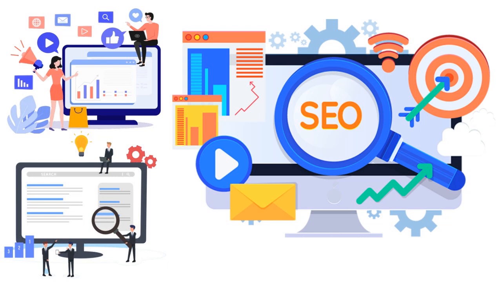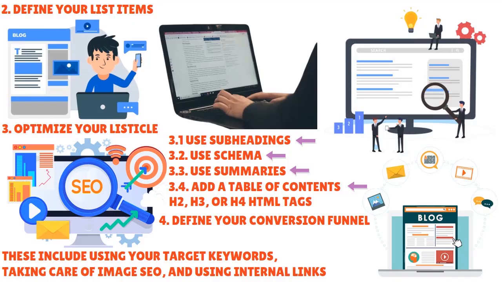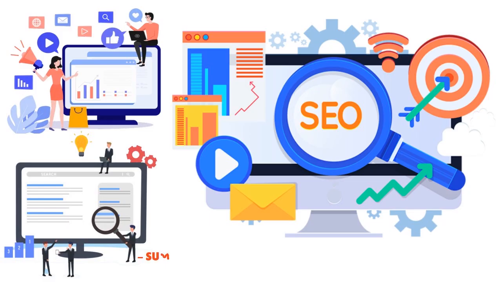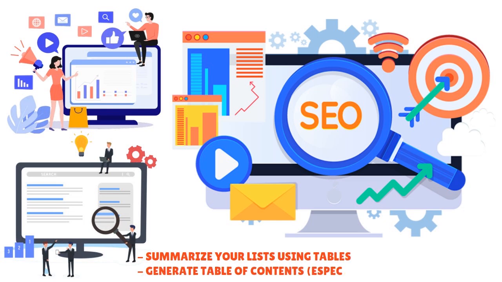However, there are a couple of specific SEO tactics that you may want to incorporate in your listicle writing. You want to list items in H2, H3 subheadings. You want to apply carousel schema, okay? In other words, item list. You want to summarize your list using tables. And you also want to generate a table of contents, especially for long-form lists, okay?